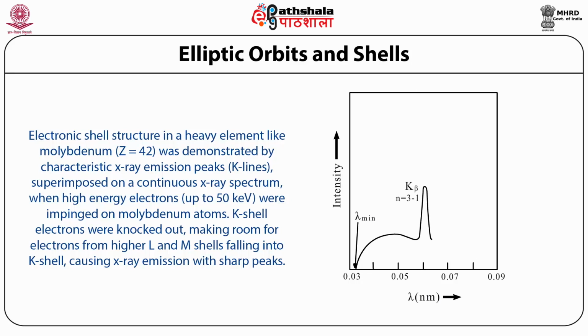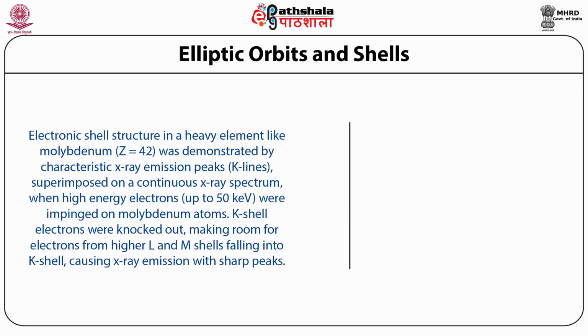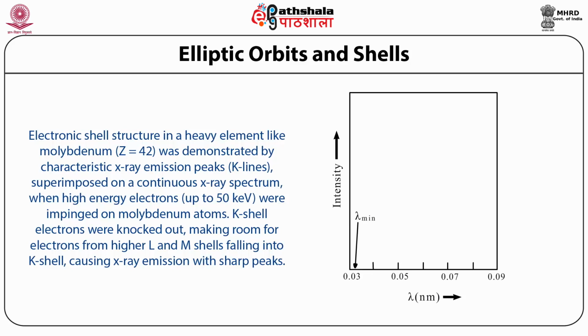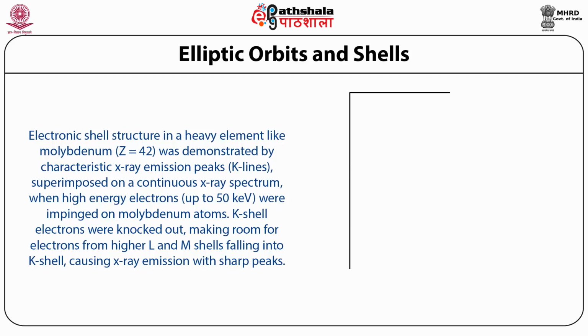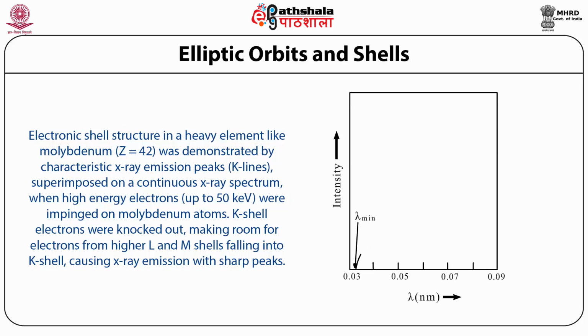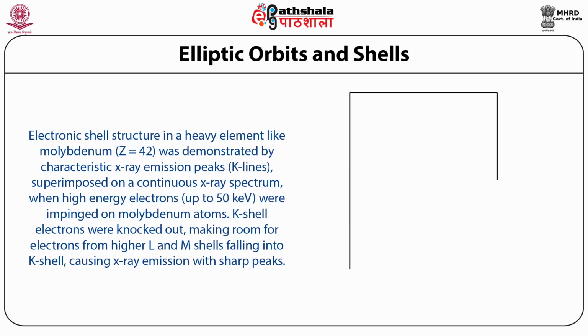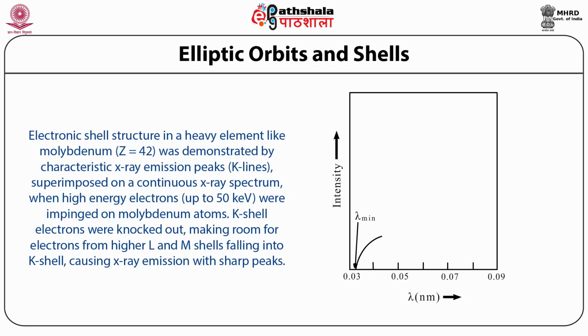When the molybdenum atom is bombarded by electrons, the electrons impinge on a molybdenum surface, and as a result, X-rays are emitted, which you can see in the background. But in addition to the background X-ray distribution, you can see 2 peaks. One is K alpha and the other is K beta. Now, what are these peaks? Well, K alpha results from the transition from the shell n equal to 2, that is the L shell, to the K shell, that is n equal to 1.